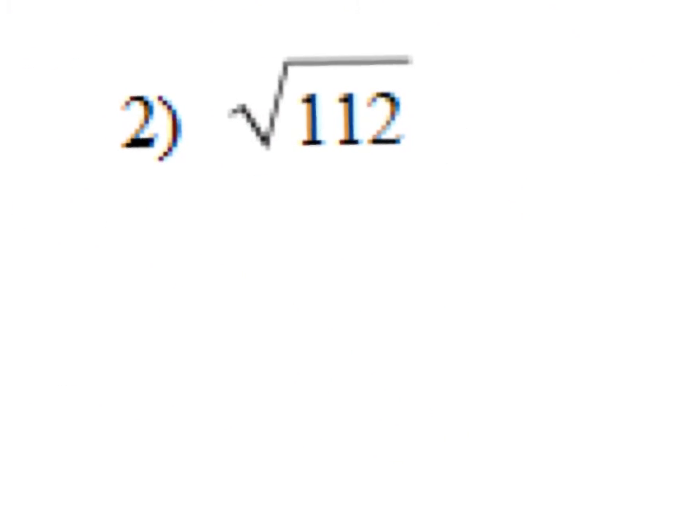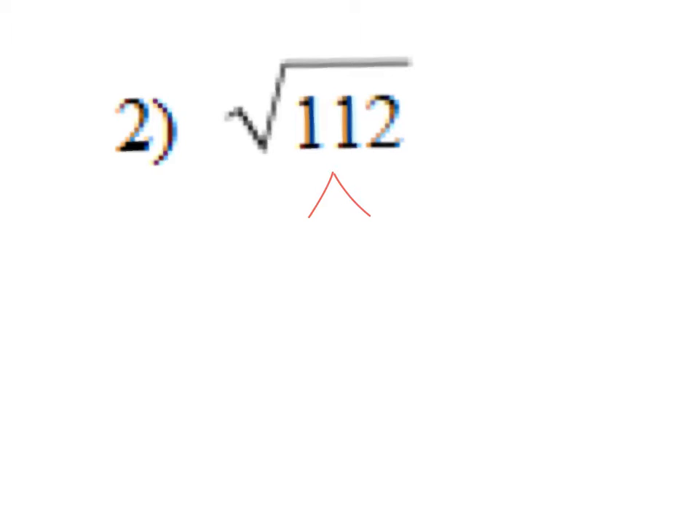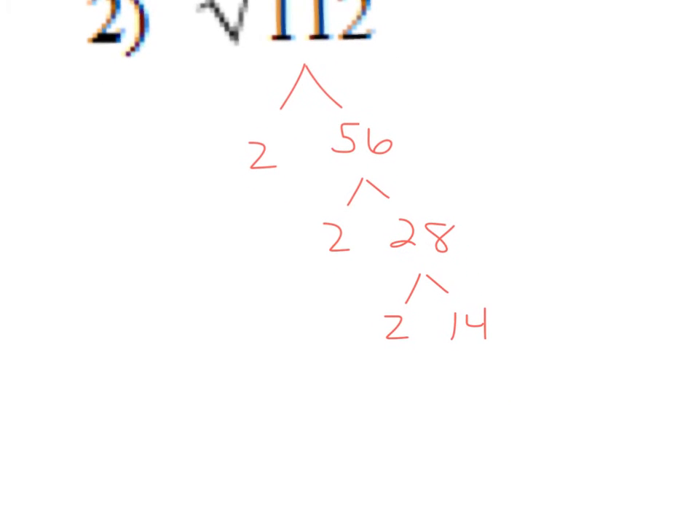On number 2, again, pair them up, move them out. So 112, I know it's even, so I'm going to divide it by 2 and get 56. I'm going to divide 56 by 2 and get 28. 28 I'm going to divide by 2 and get 14. And 14 will go to 2 and 7.